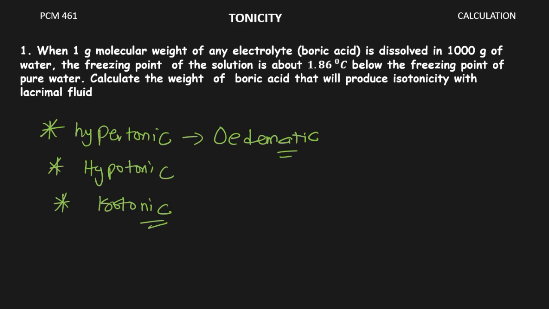Then the next one is hypotonic. Hypotonic are the ones that have lower concentration as compared to the concentration of body fluid. Is that okay? And then isotonic solutions are the ones that have equal concentration as the concentration of the body fluid. Is that okay? So that is the general idea on tonicity. Now, most intravenous infusions are usually very close to being isotonic, or most times they are isotonic solutions.